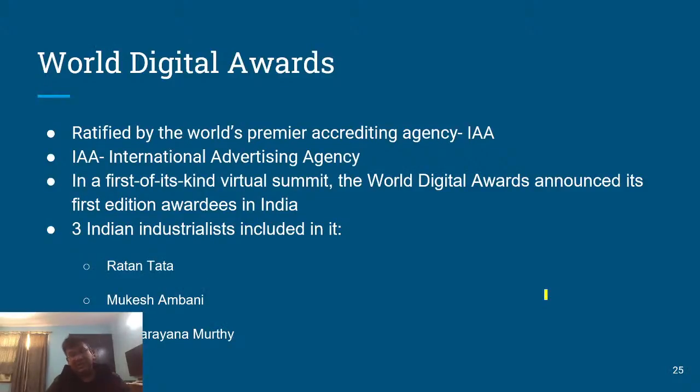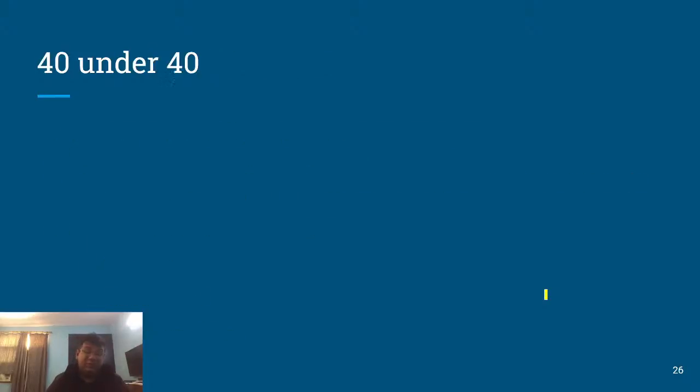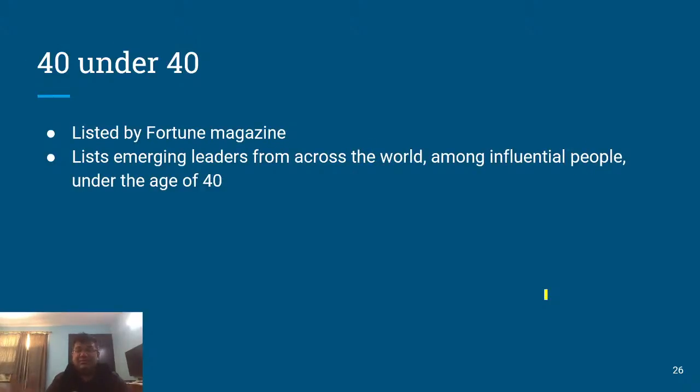Similarly, Forbes had a 30 under 30 list of the 30 most talented people to watch out for who are under the age of 30. So Fortune did something similar, 40 under 40, as simple as that, although the name is slightly different. As I said, listed by Fortune magazine, it lists emerging leaders from across the world among influential people under the age of 40.